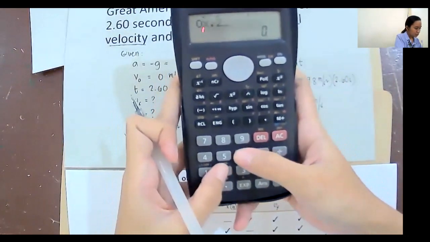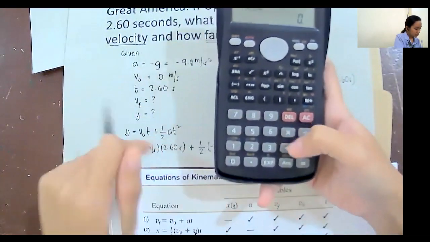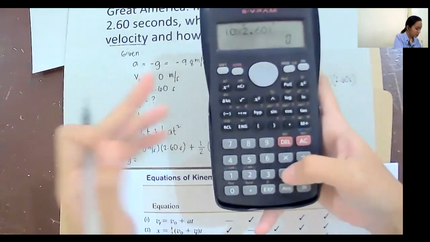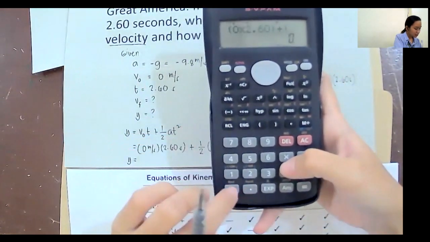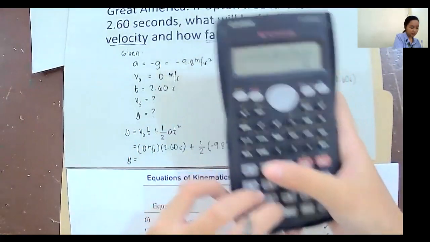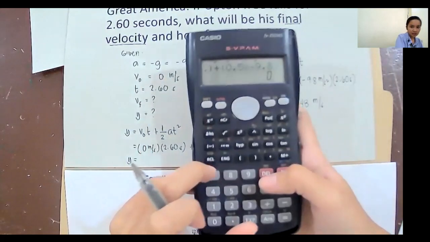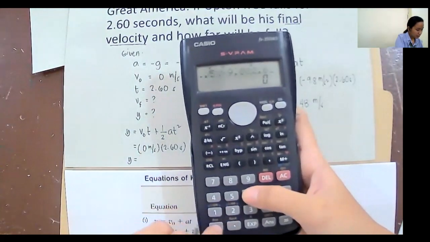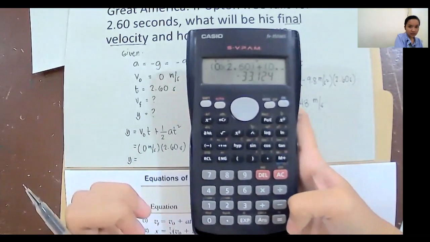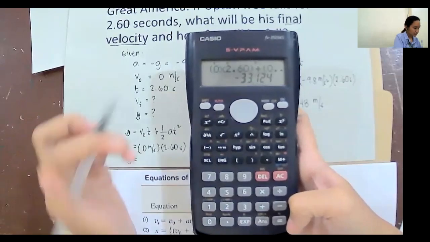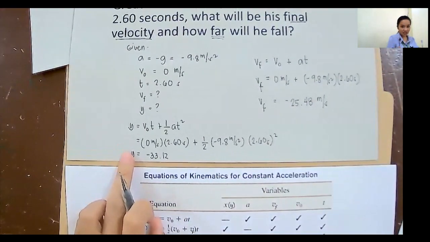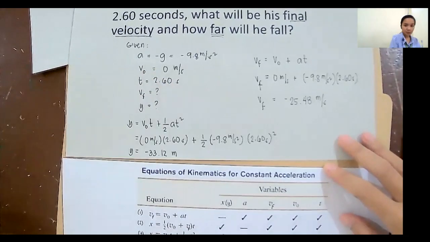So 0 times 2.60, that's 0 basically. Plus 1/2, or you can make it 0.5 because it is equivalent to 1/2, times negative 9.8, times your 2.60 seconds, and that is squared. You will get negative 33.12. So this is y, or this is a distance. The unit is in meters.